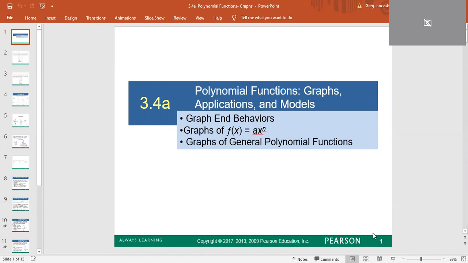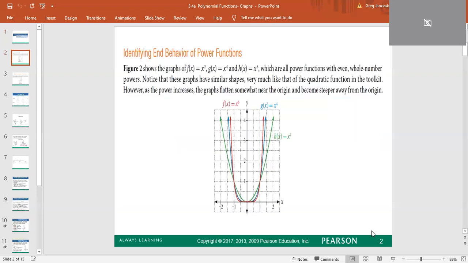Lesson 3.4, polynomial functions, graphs. And mostly we're going to look at graphs, not so much into the applications of the models. We're going to look at end behaviors. We're going to look at graphs of the leading term, or the power function, ax to the n power, graphs of general polynomial functions. Okay, nothing to copy here.